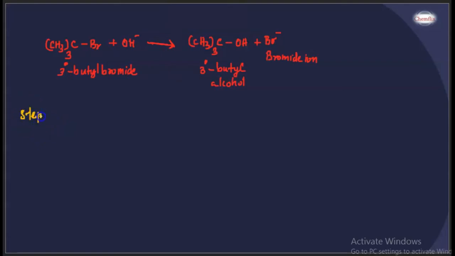In step 1, the step 1 is formation of carbocation. Cation means a positive charge is there, and it is a carbon, so the carbon possesses a positive charge, and this is an intermediate.